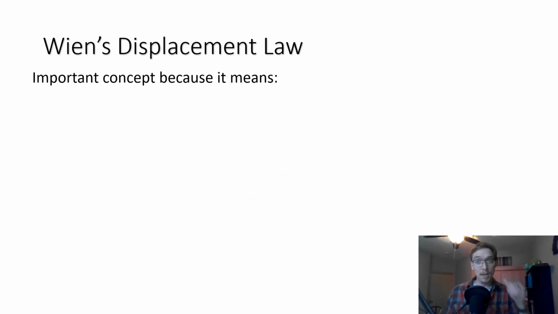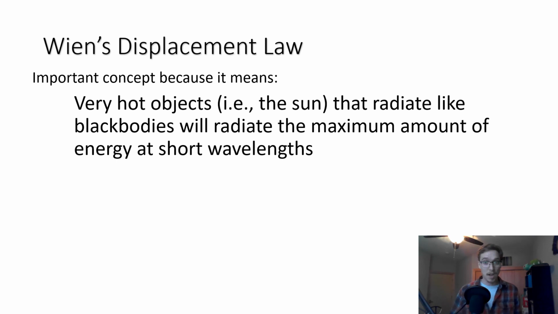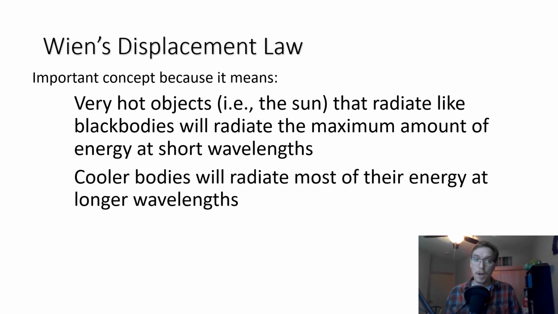This is an important concept because it means that super hot objects like the sun, that radiate like black bodies, are going to radiate the maximum amount of energy at shorter wavelengths, whereas cooler bodies will radiate most of their energy at longer wavelengths. In our world, literally, the sun is that very hot body.